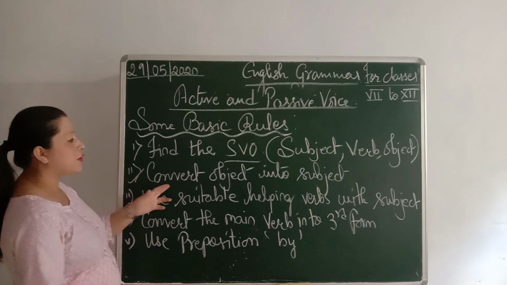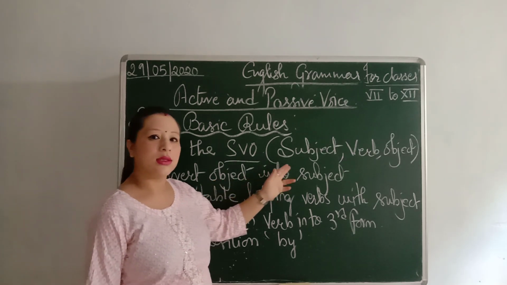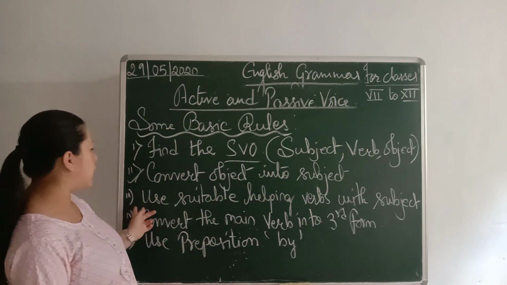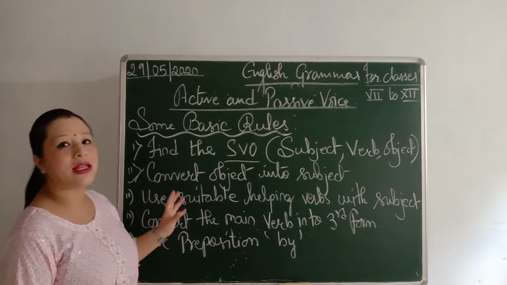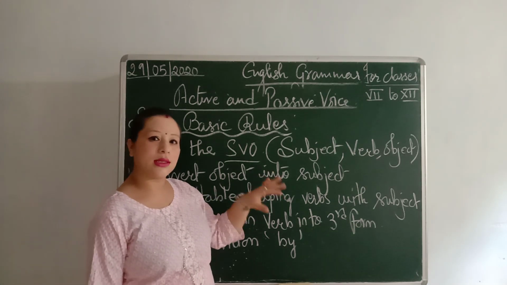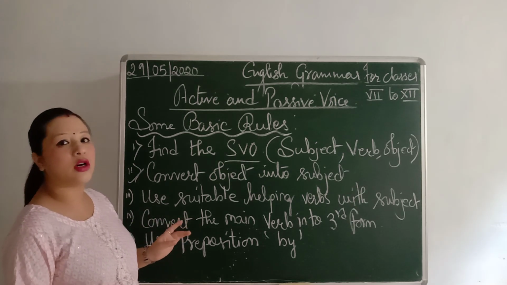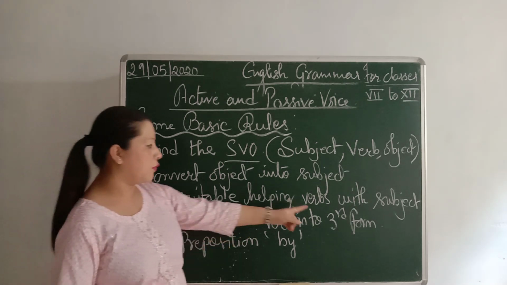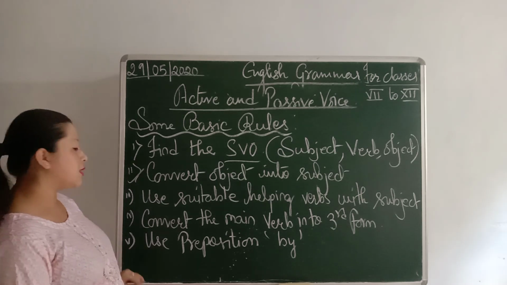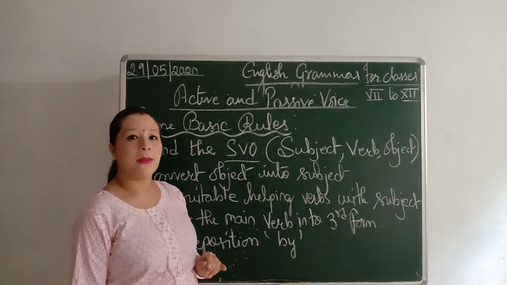Next is you have to convert object into subject. Next, third point is you have to use the suitable helping verbs with the subject. Number 4 is you have to convert the main verb into third form of verb. Number 5 is you have to use the preposition by.